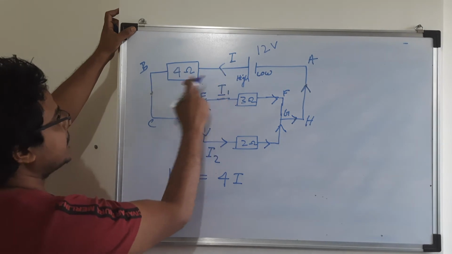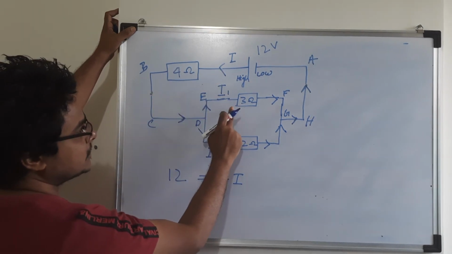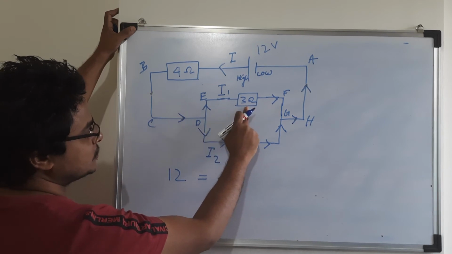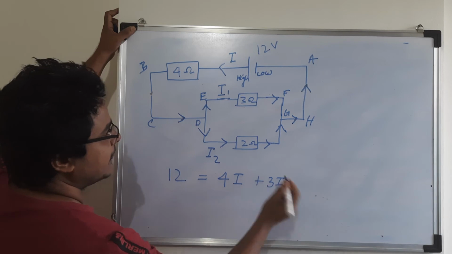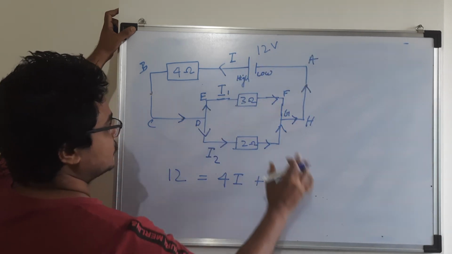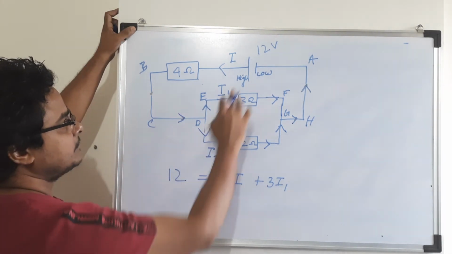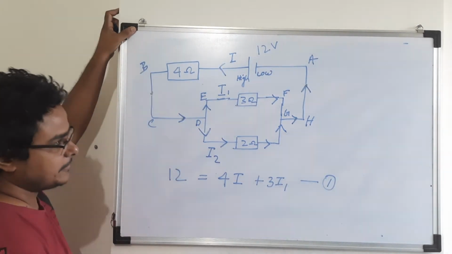Then I kept B, C, D, E. Here you can see I1 amount of current is passing through 3 ohm, so I will write 3 times I1. Then you can see E to F, G, H and then A. So there is no more resistor, no more EMF, only one EMF I considered. I got equation 1, right.